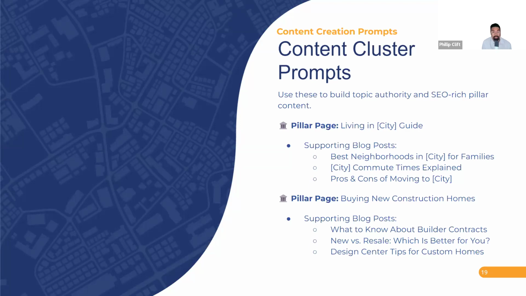Another idea with specifically using keyword search is maybe buying new construction homes. So my pillar content page would be new construction homes in my area. I'm then going to author supporting blog posts that directly link back to that community page. And those blogs could be something like what to know about builder contracts, new construction versus resale, which is better for you, design center tips for custom homes. And there's a lot more that you can obviously build off of those pillar pages, right?